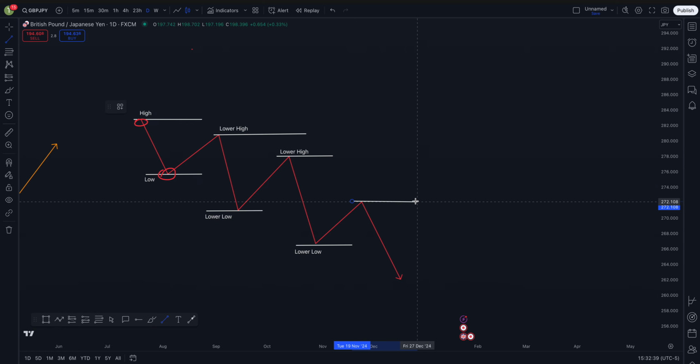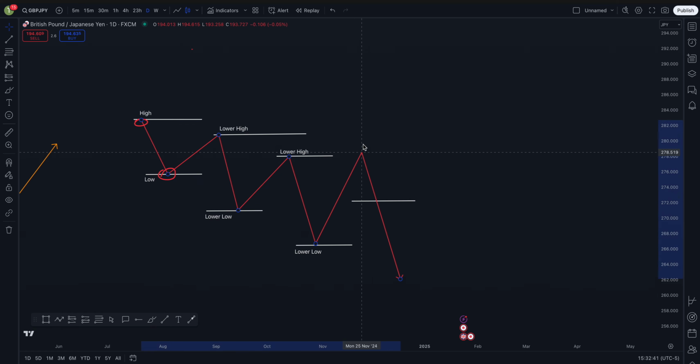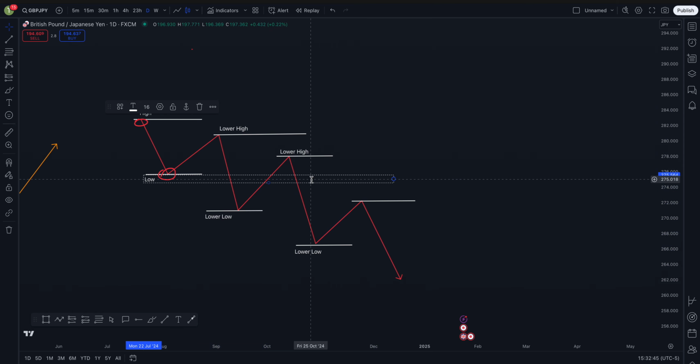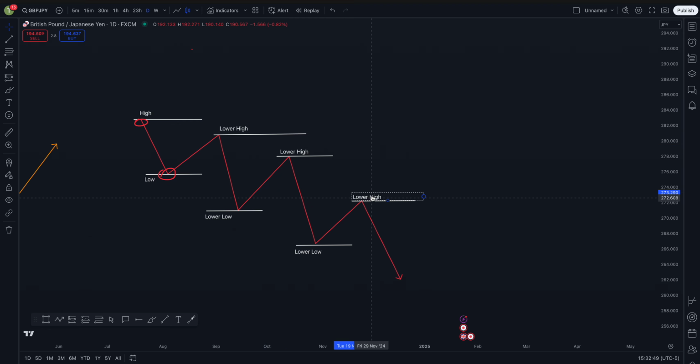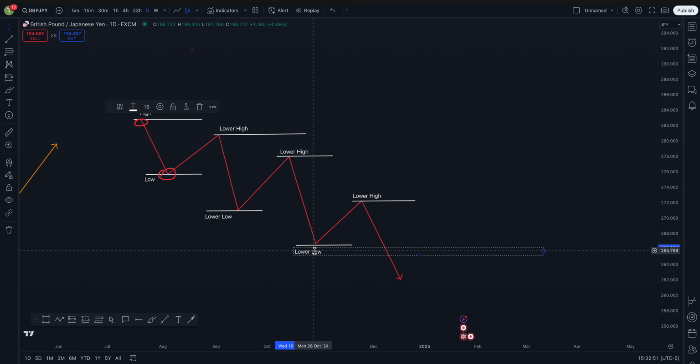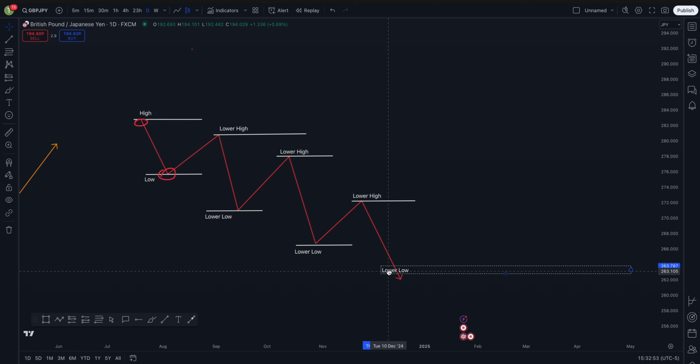And when it pulls back, it doesn't break any of these highs. It maintains this high right here. Yes, you guessed it. This is now a lower high. And then the last point down here is a lower low.